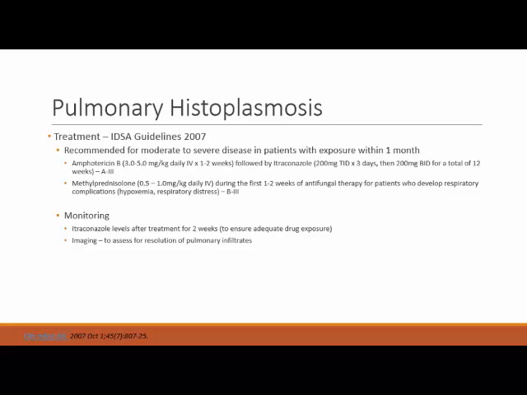If patients have severe respiratory complications like hypoxemia or respiratory distress, the IDSA does also recommend methylprednisolone as an adjunct in the first few weeks for treatment, in addition to the antifungal therapy. You do need to monitor itraconazole levels. Usually you take the first level after 2 weeks to ensure adequate drug exposure, and patients will need serial imaging to assess for resolution of pulmonary infiltrates. The minimum treatment time is listed as 12 weeks, however, the treatment course can sometimes be extended if the pulmonary infiltrates do not resolve.